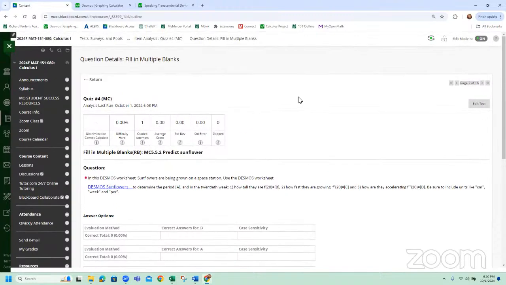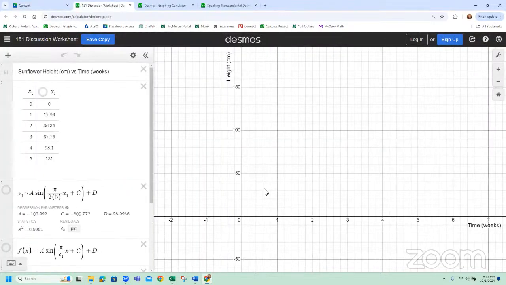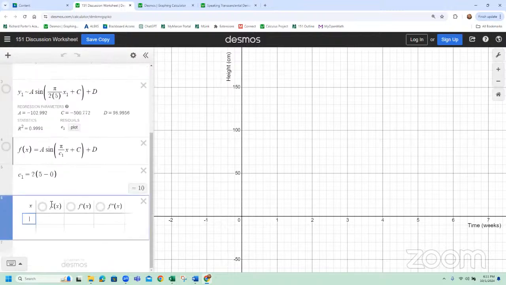Okay. So listen, on the test, there's going to be a lot more talking and a lot less writing. So when you're given a problem like this, and it says sunflowers are being grown on a space station, determine the period, and in the 20th week, how tall are they, how fast are they growing and accelerating? I'm actually going to change on the test, it'll say that I want you to speak this, to present it. So anyway, time, height, what did they say, 20th week? 20th week. So you go down here and you put in 20 for the 20th week.